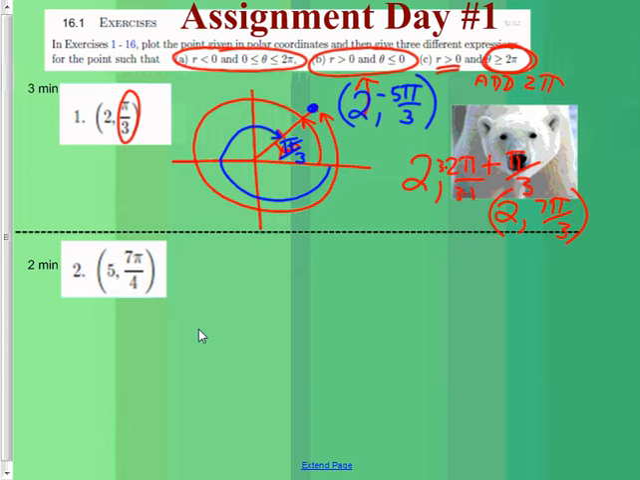I'm doing this whole first one for you. Just stay with me for one more minute. We're almost out of here. This one is where they want the r to be negative. That's one of the trickier kinds.